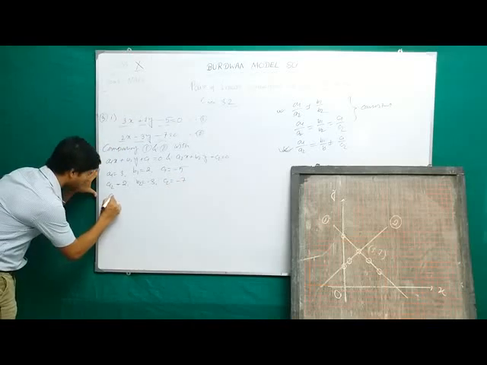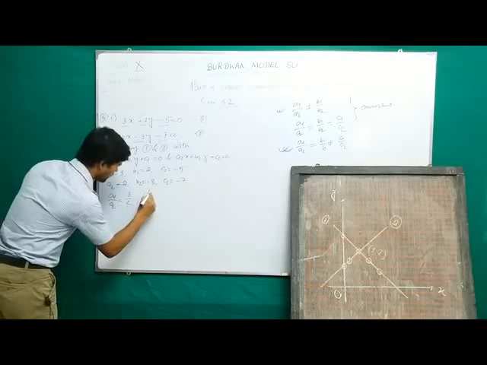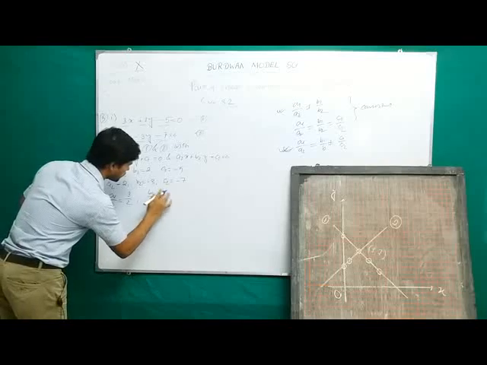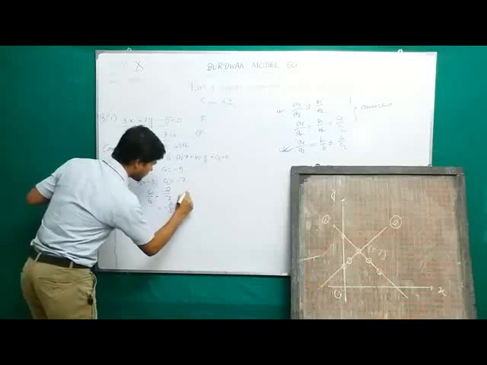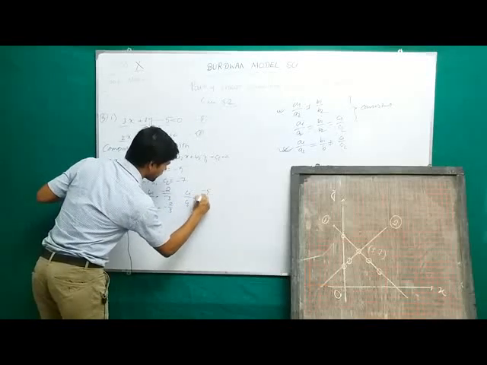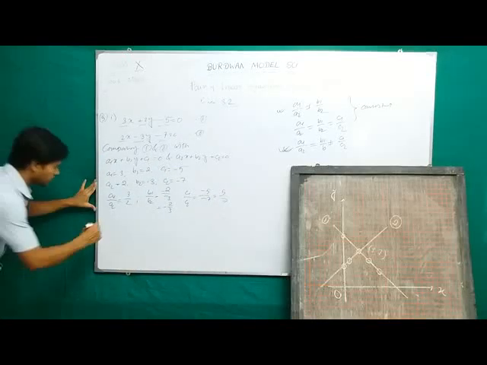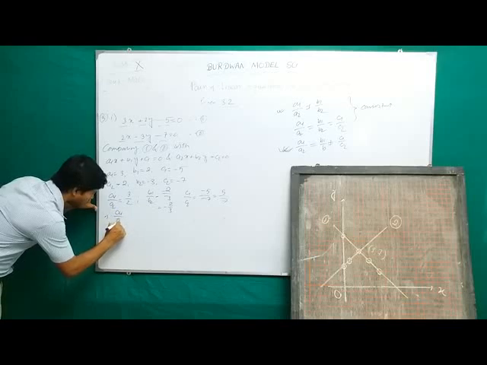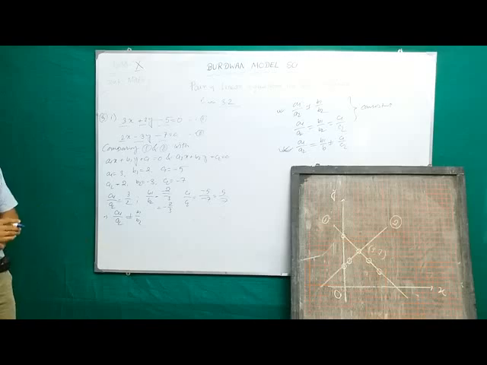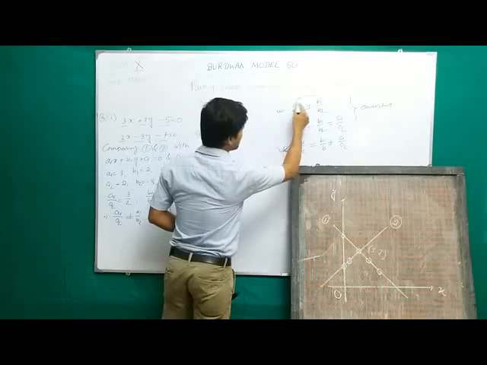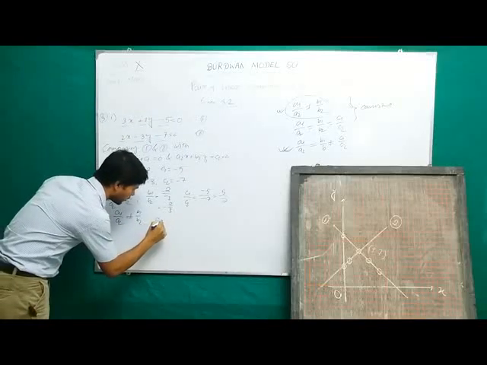Now find the ratio of a1 and a2. So a1 by a2 is equal to 3 by 2, b1 by b2 is equal to 2 by minus 3, which is equal to minus 2 by 3, and c1 by c2 is equal to minus 5 by minus 7, that is 5 by 7. Now clearly we can say that a1 by a2 is not equal to b1 by b2. That means the given pair of linear equations are consistent.